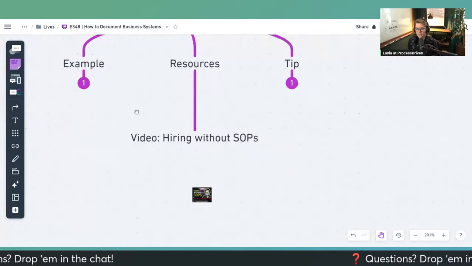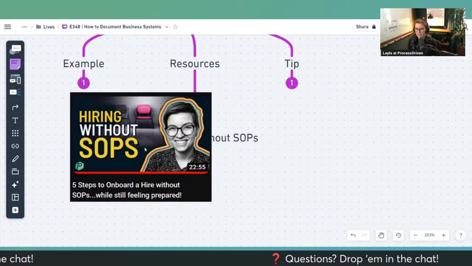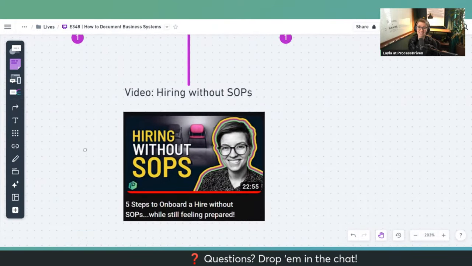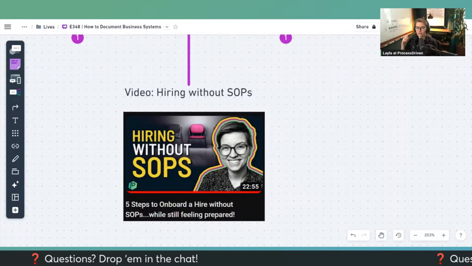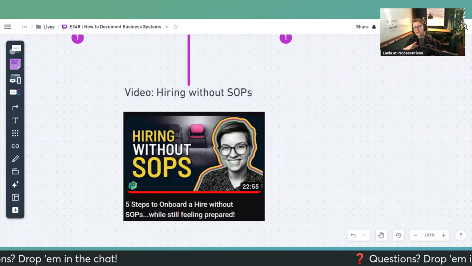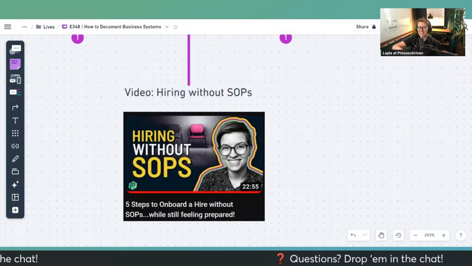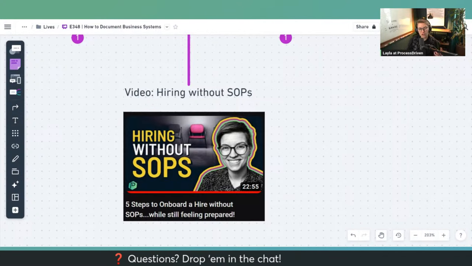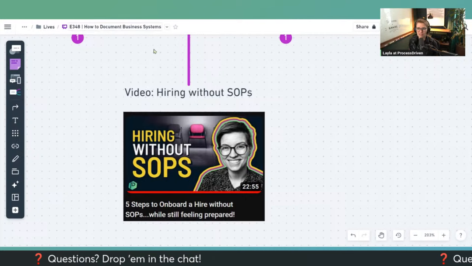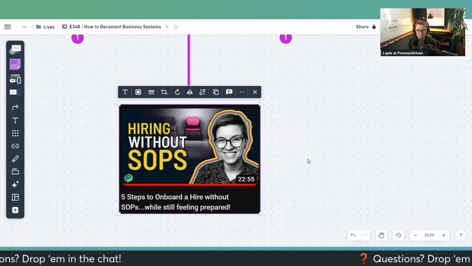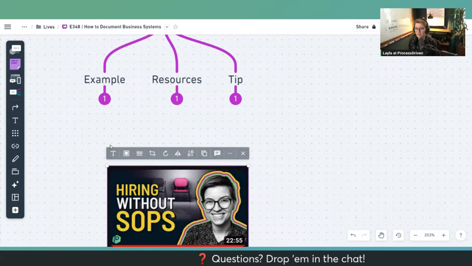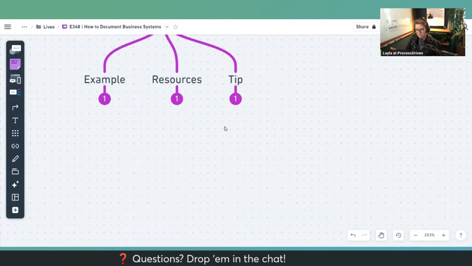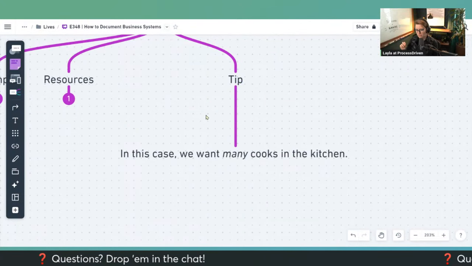Resources for this one. This is actually about hiring, but I feel like it's relevant even if you're not hiring: Hiring without SOPs. This is one that I think did okay and I also liked, so a rare exception here. This particular one talks about ways to work together with other people to write down SOPs. It talks about the hiring and training process, but it really applies to anybody working with other human beings. So this will help you with the continuous improvement piece if you're stuck on that one.